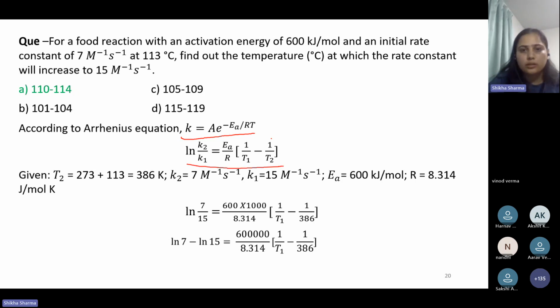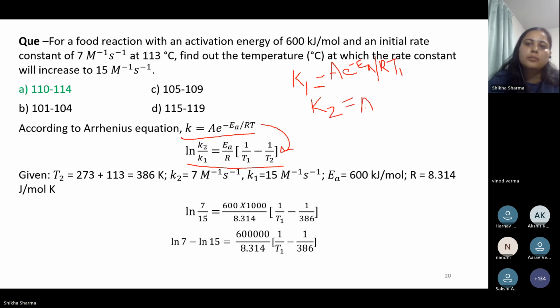So we can simplify this equation, the Arrhenius equation, in the form of when there are two rate constants and two reactions. We can write K1 for condition 1 equals A e to the power minus Ea by RT1. Similarly, we can write the rate constant K2 equals A e to the power minus Ea by RT2.